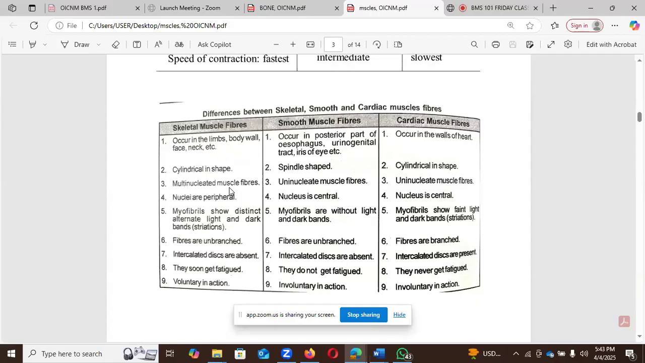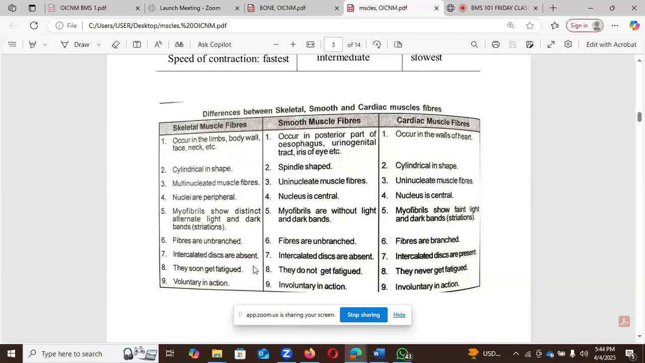One nucleus, one nucleus. Fine. Skeletal muscle is unbranched. Smooth muscle is unbranched. Cardiac muscle is branched. There is no intercalated disc in skeletal muscle. There is an intercalated disc in cardiac muscle. There is no intercalated disc in smooth muscle.